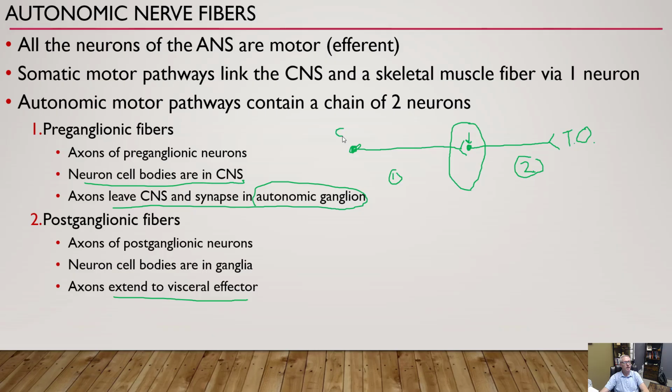So that preganglionic fiber originates in the central nervous system. It goes to the ganglia, where it links up or synapses with a postganglionic fiber inside that ganglia. And that postganglionic fiber then goes to that target organ, that muscle or gland. Now, when we look at the sympathetic nervous system and the parasympathetic nervous system, they both act in the same way.